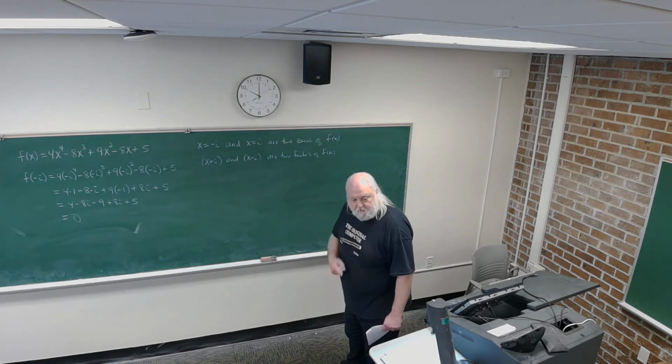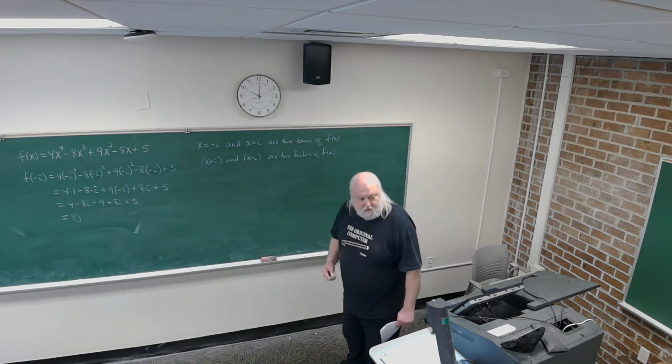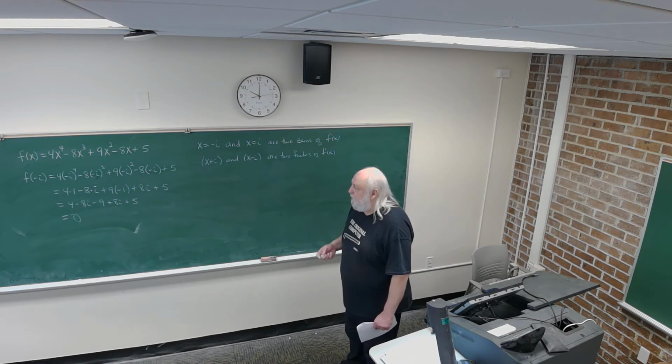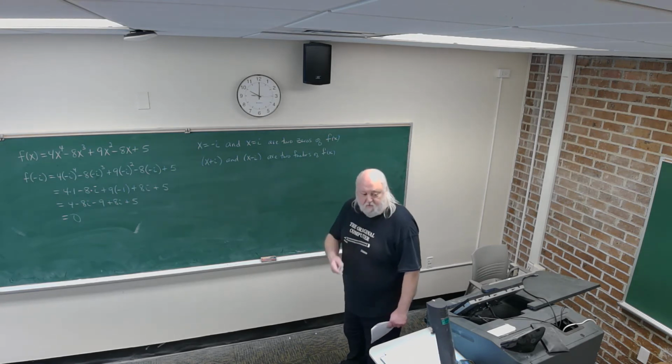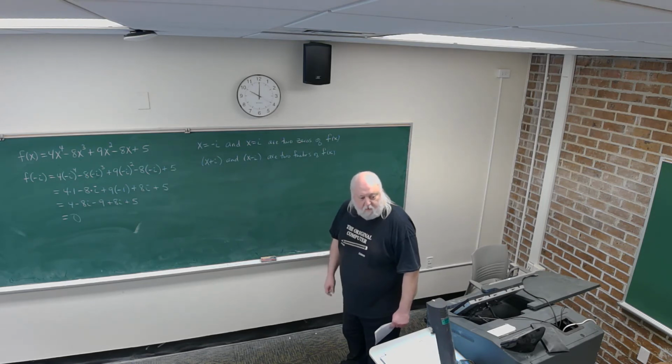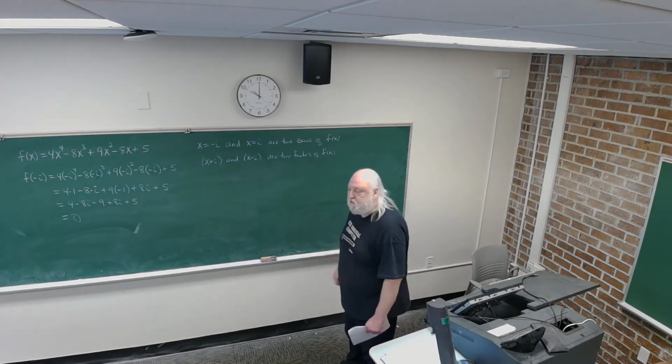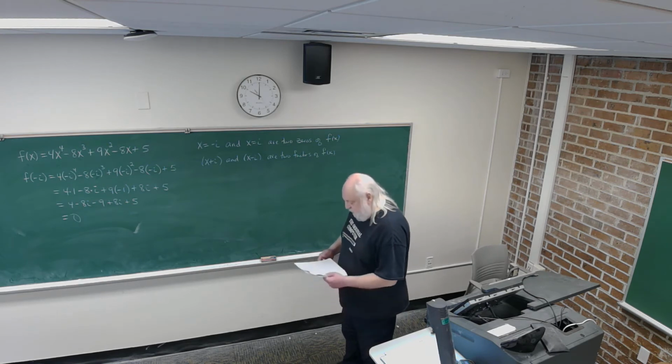From the, yeah, 4, right? The number of factors equals the degree of the polynomial. But some of the zeros can have multiplicity greater than 1, right? Some of the factors may occur more than once.